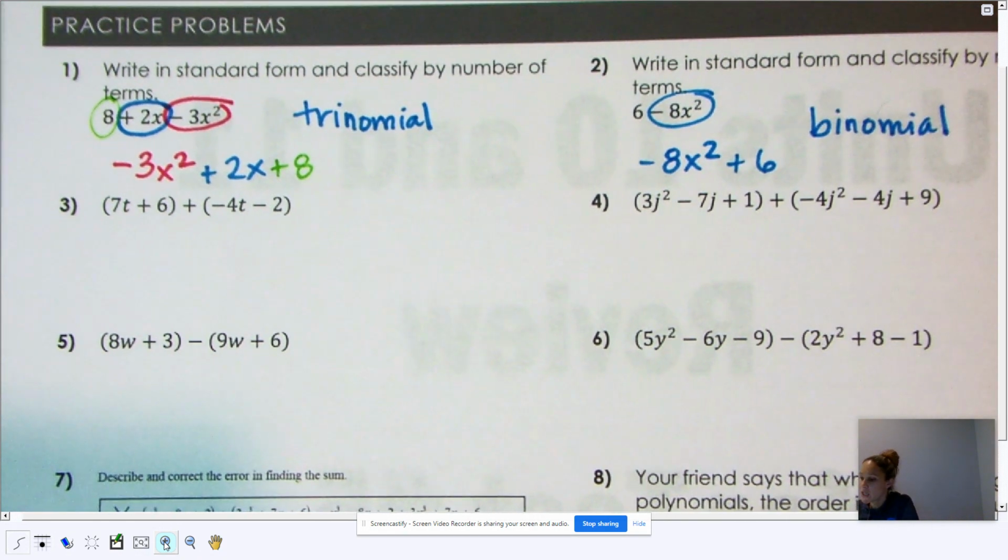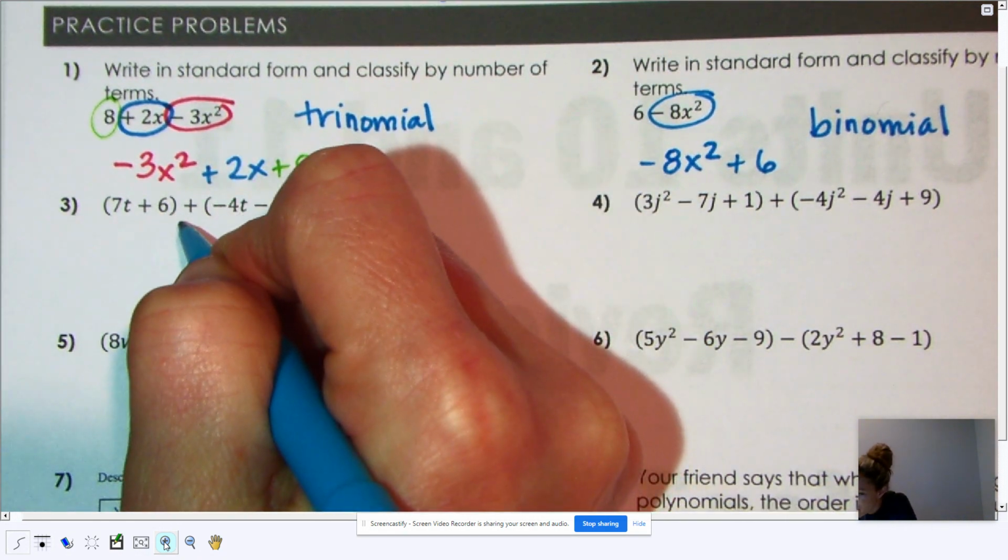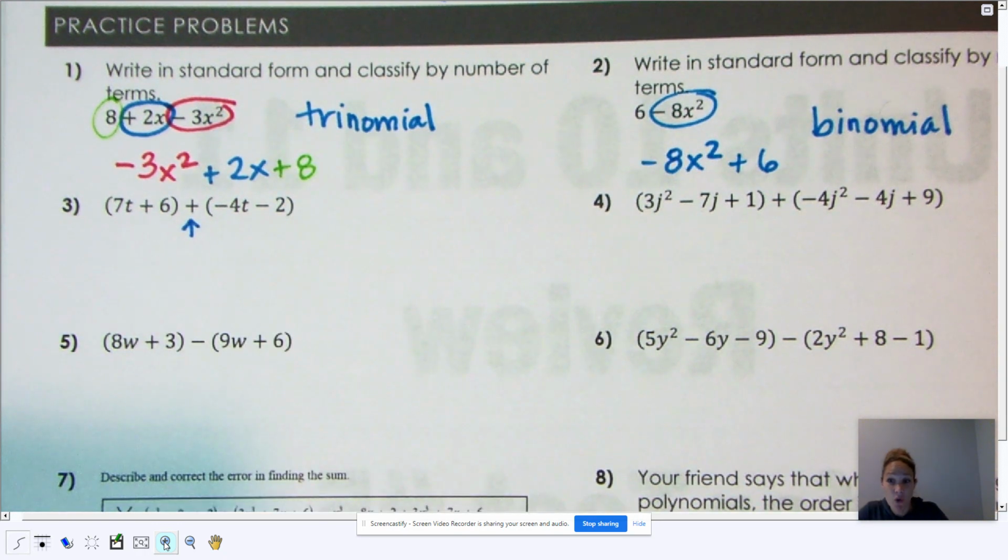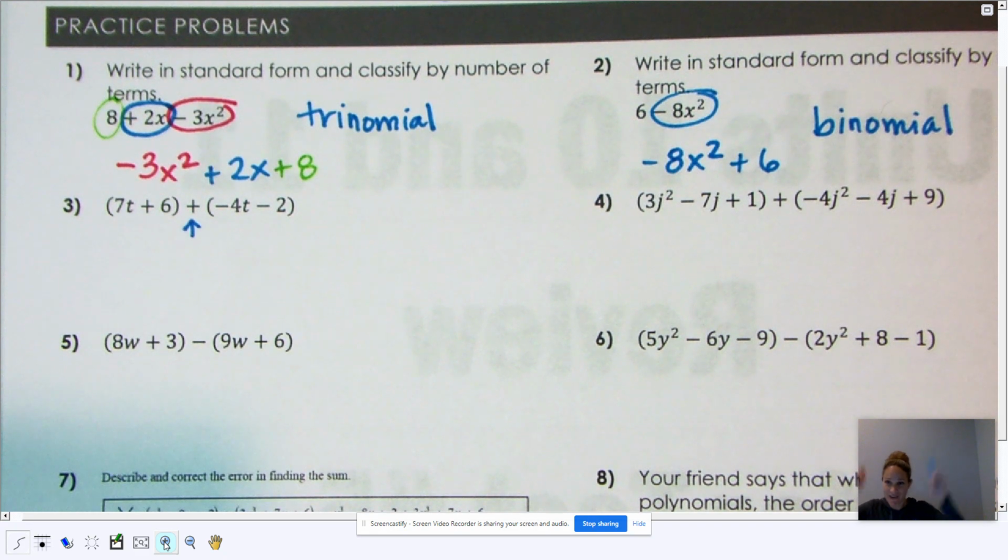Okay, question number 3, because there is a plus right here, I can ignore the parentheses. I'm just adding everything together, combining like terms. So you don't have to wave your hands in the air like you just don't care. I'm just kidding.